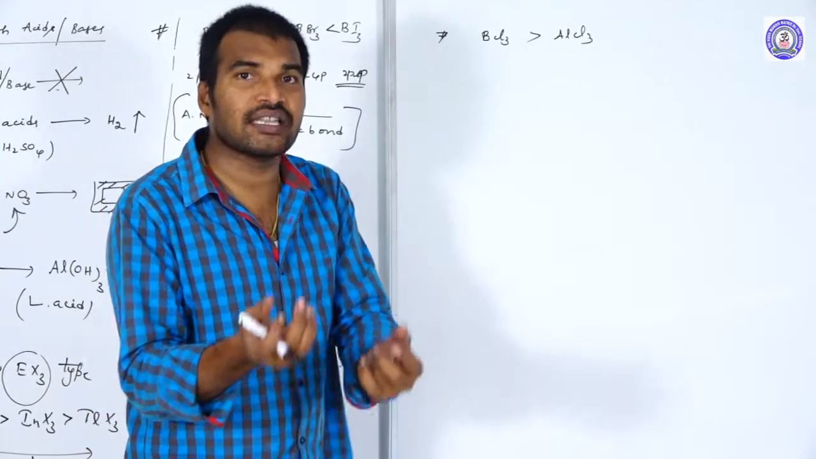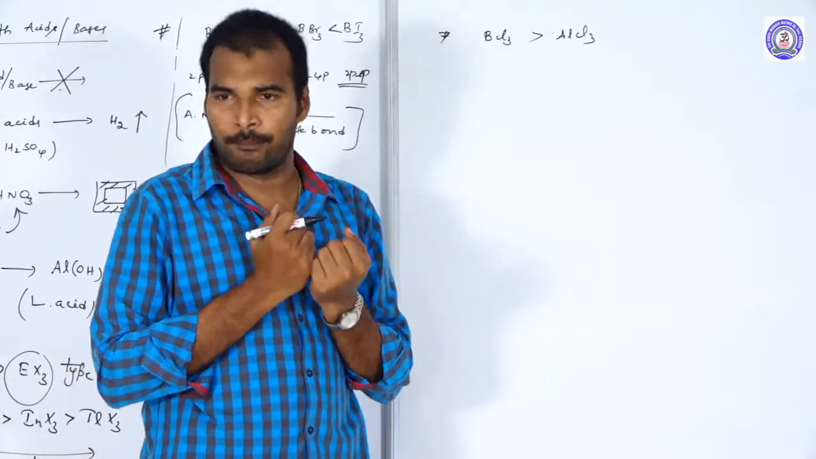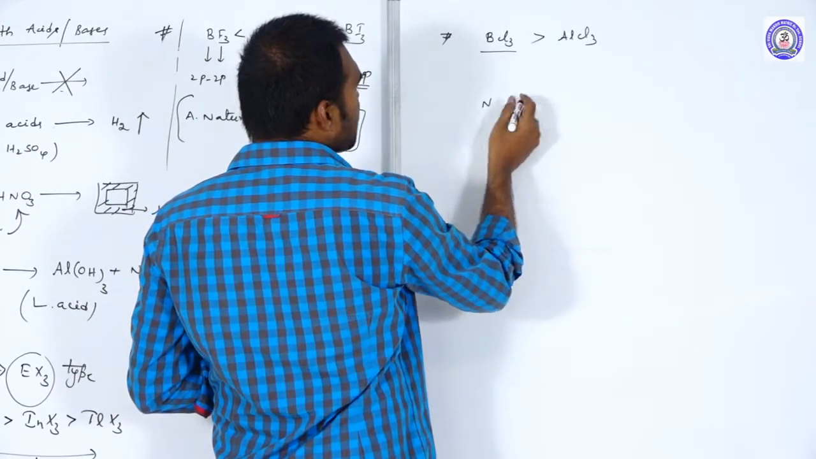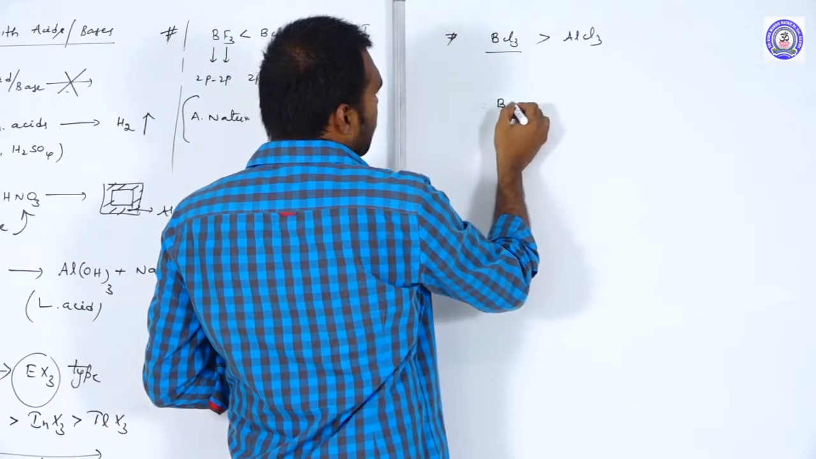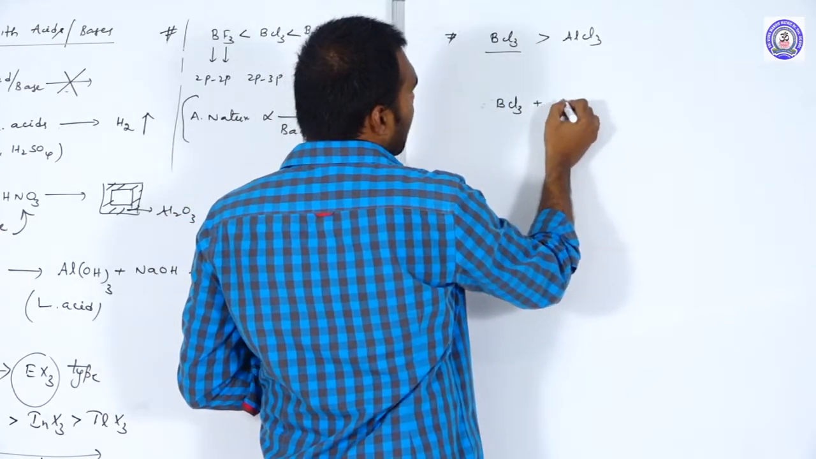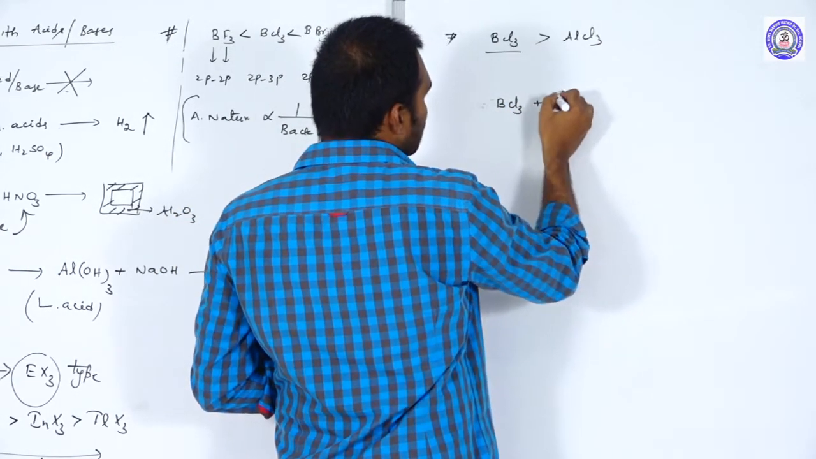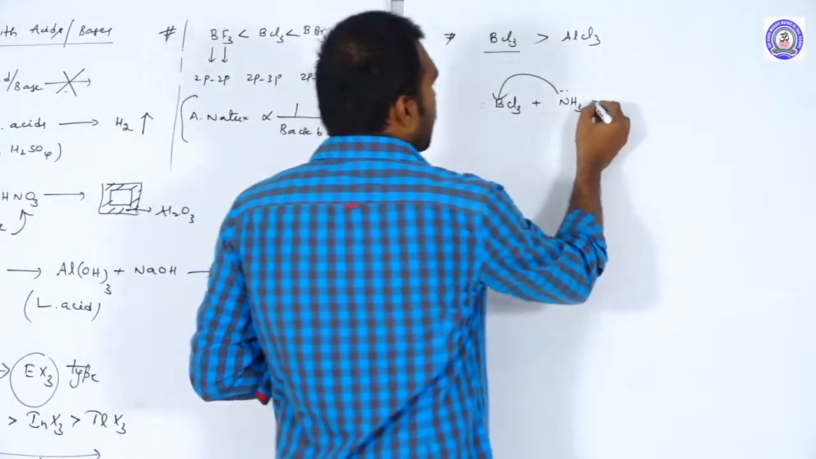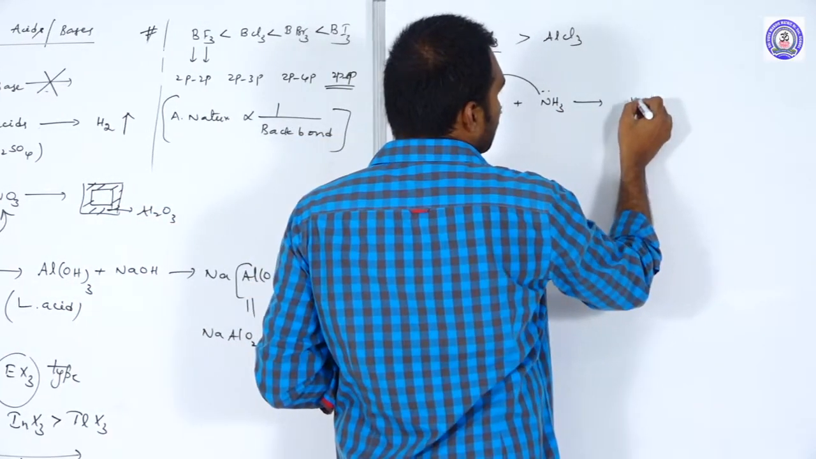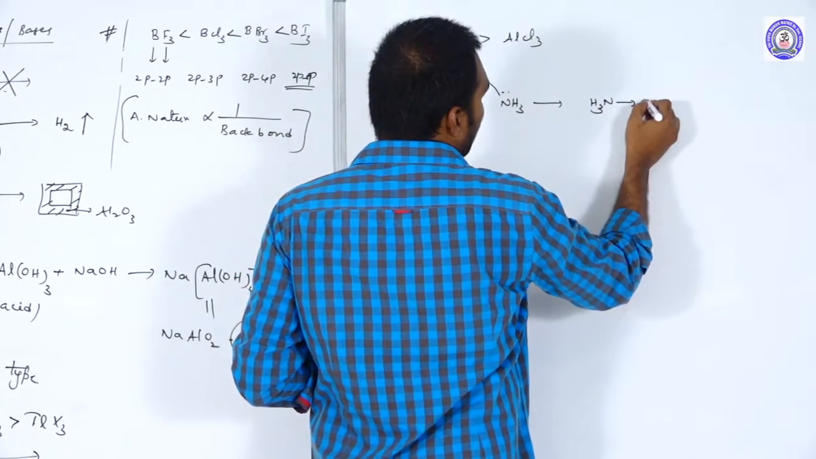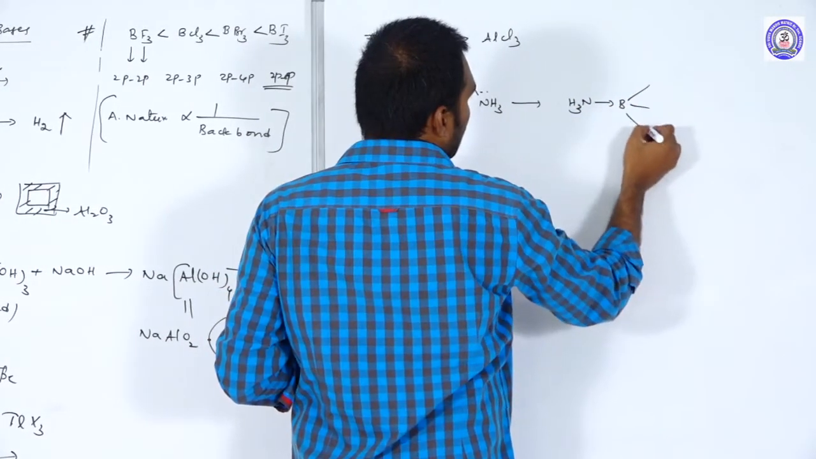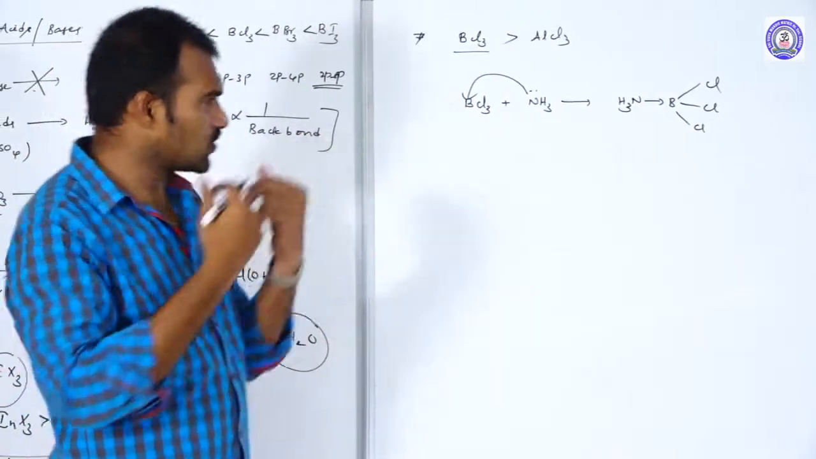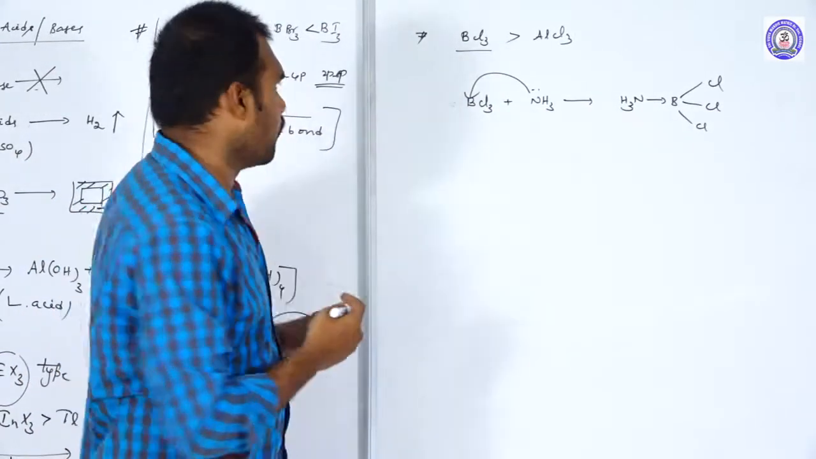Acidic nature means the tendency of accepting a pair of electrons. Because of its greater tendency, BCl3 always accepts electrons from ammonia-like ligands, and they form an NH3→BCl3 bond. Like this, BCl3 always gains electrons from ammonia.